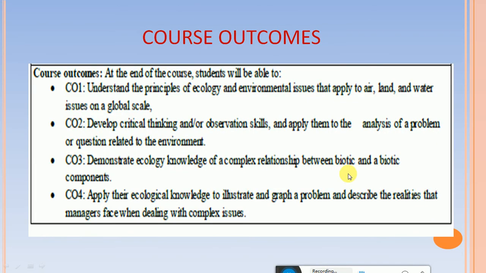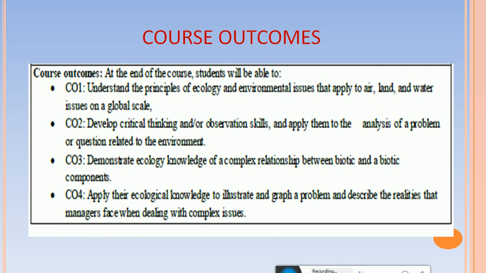Okay, so these are the course outcomes. You will understand the principles of ecology, what is meant by environment, what is meant by air, and its principles on a global scale, and you will develop critical thinking or observational skills and apply them to the analysis of problems and questions related to the environment. Once you understand the issues and what is happening, and the importance of clean air, clean water, clean land, land pollution, solid waste management, noise pollution, etc., you will employ certain skills so as to avoid all those problems in whatever profession you are in.